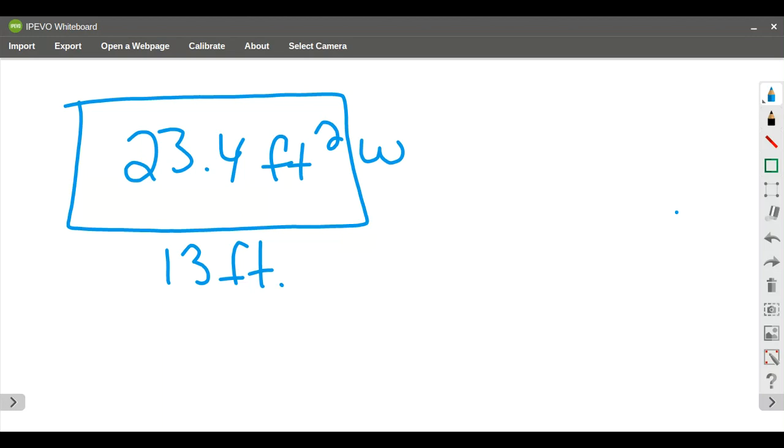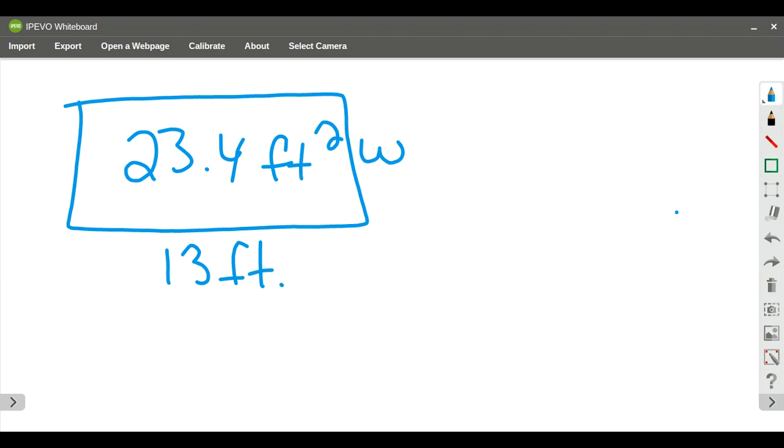Our focus is going to be on continuing work with dividing decimals by whole digit numbers. And we're going to look specifically at how to divide decimals by a two-digit whole number by using the standard algorithm. So the first problem that we're going to take a look at is this one.